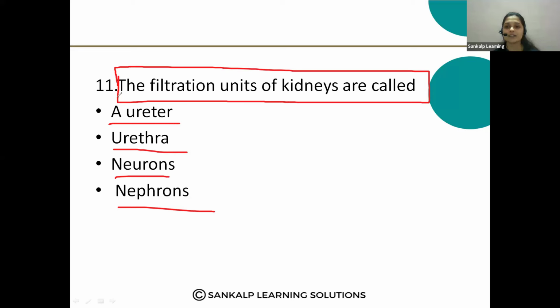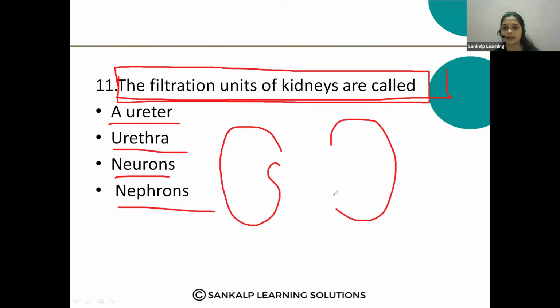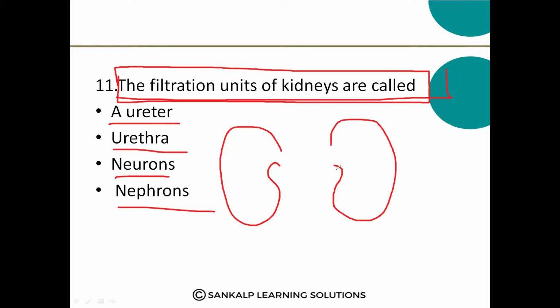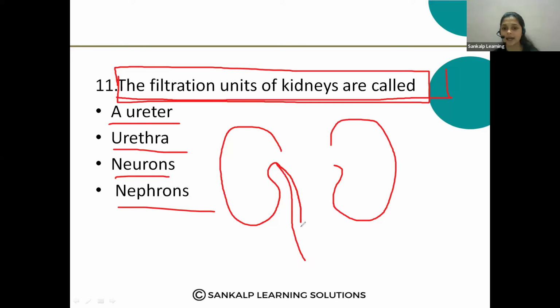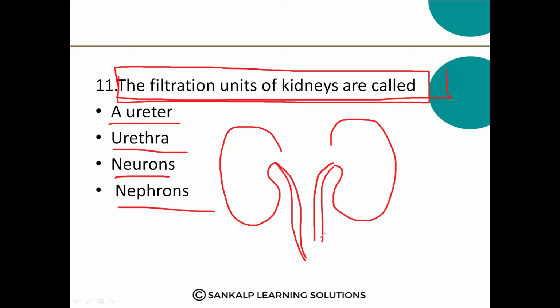Here, what they ask is, the filtration units of the kidneys are called. So you know, there is a pair of bean-shaped structures. They are called kidneys, right? And there are ureters. They carry the urine that is produced inside the kidney.